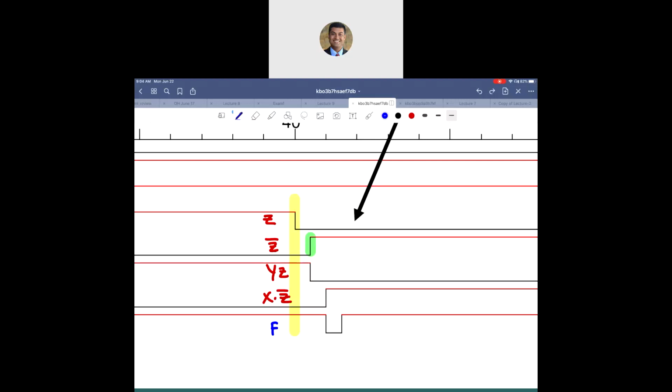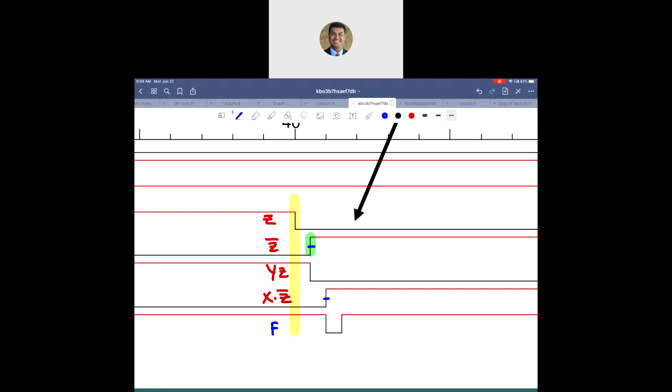Then how about X and Z complement? X is 1 all the time. Z complement just changed from 0 to 1. So X and Z complement goes from 0 to 1 at a slightly later time than this, because again there is a gate delay of the AND gate.